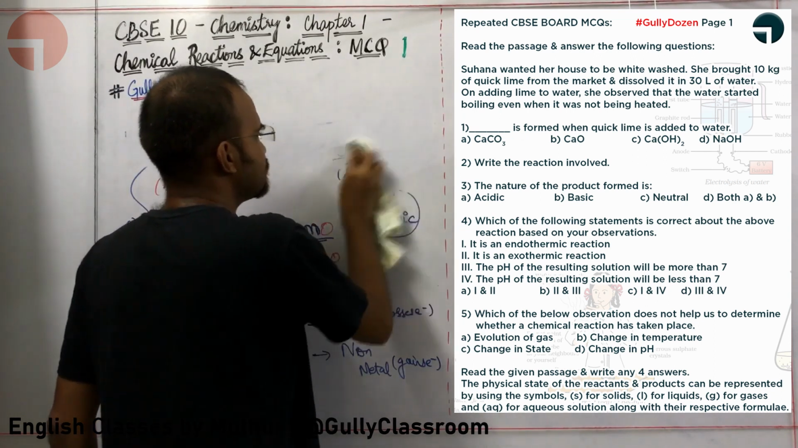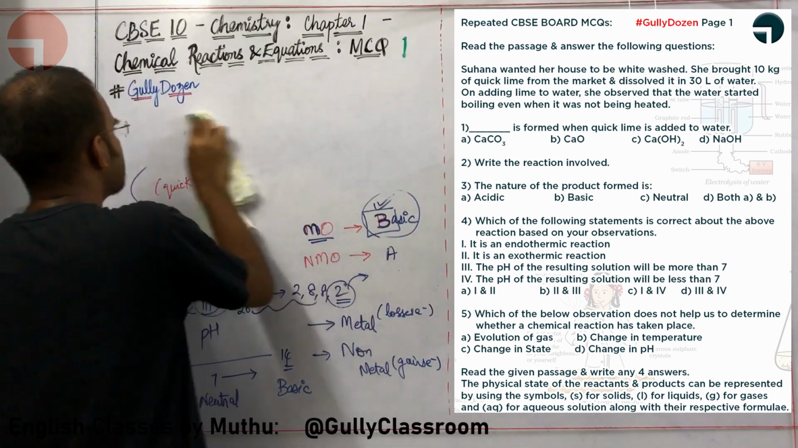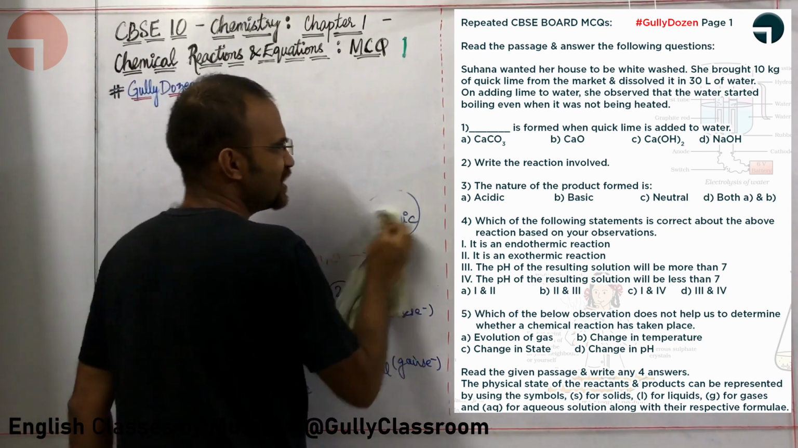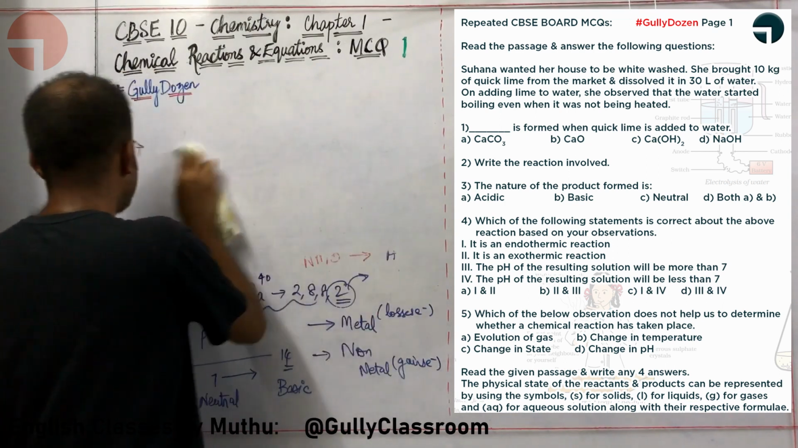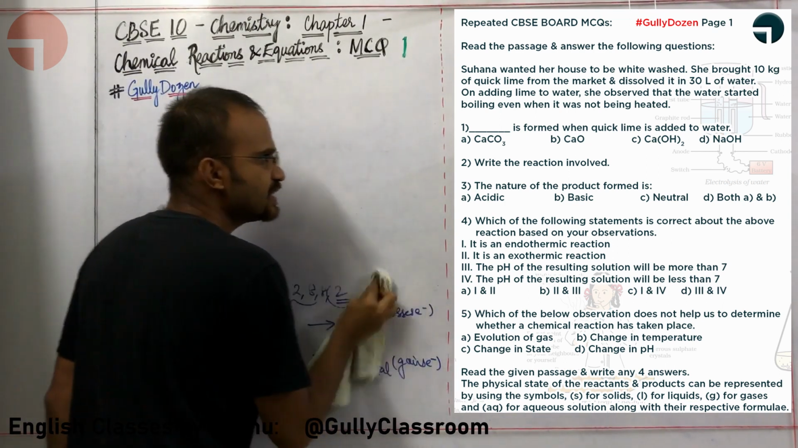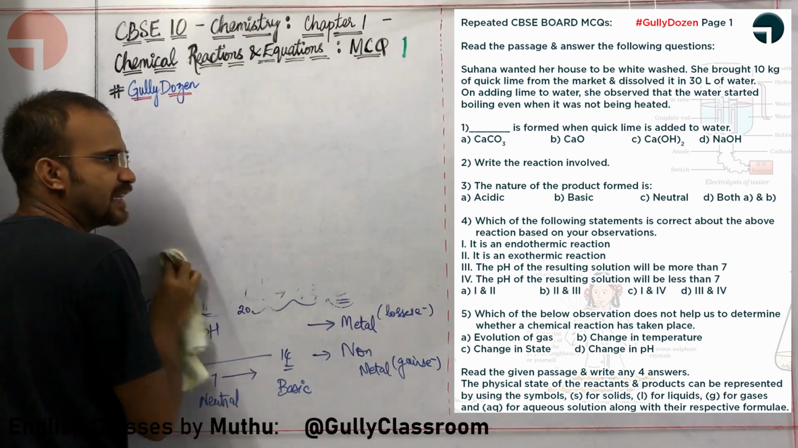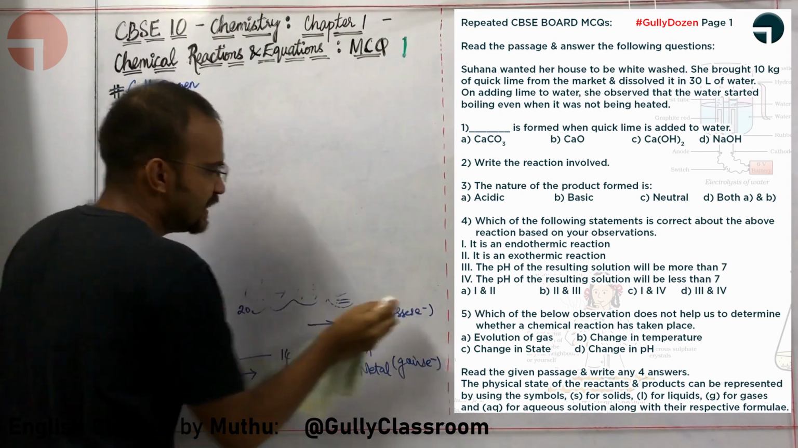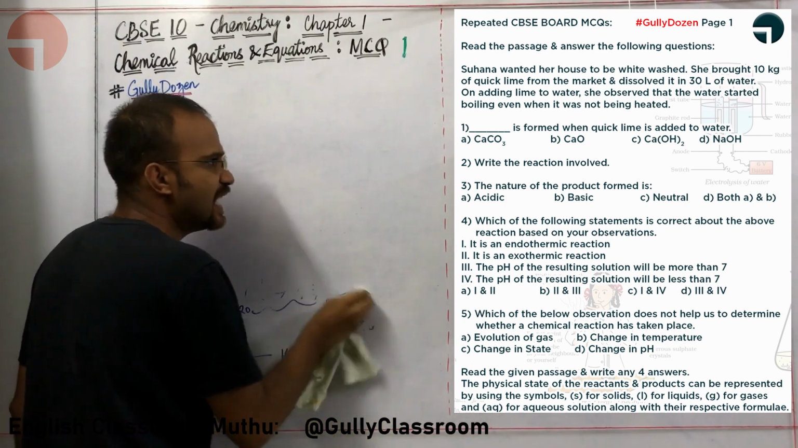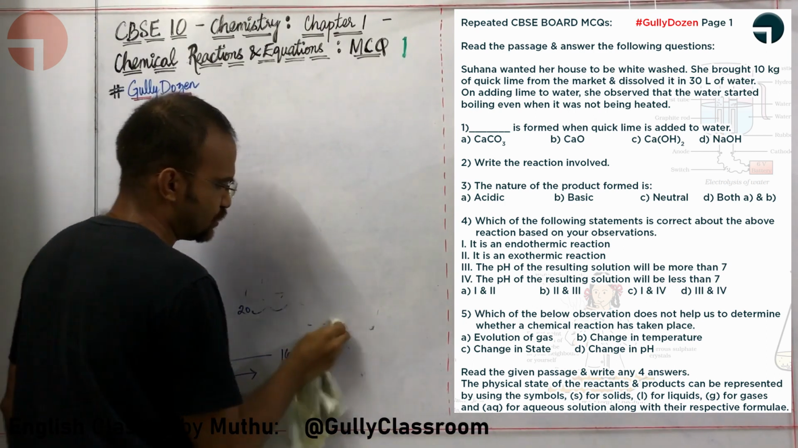Okay, sir. Let us go for the sixth question. What is the sixth question talking about? It is in fact a passage question. Let me first read the passage. The physical state of the reactants and products can be represented by using symbols S for solids, L for liquids, G for gases, and AQ for aqueous solution.